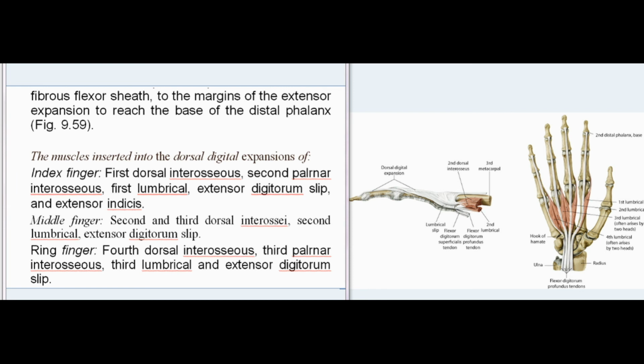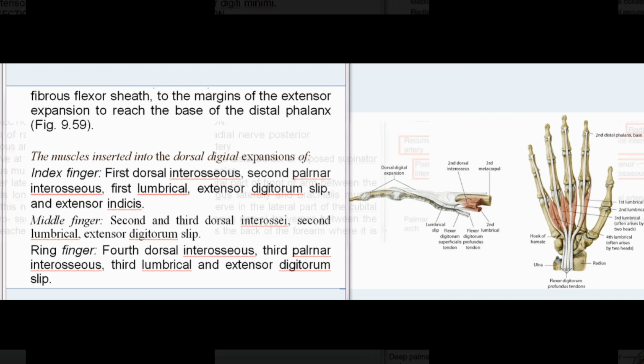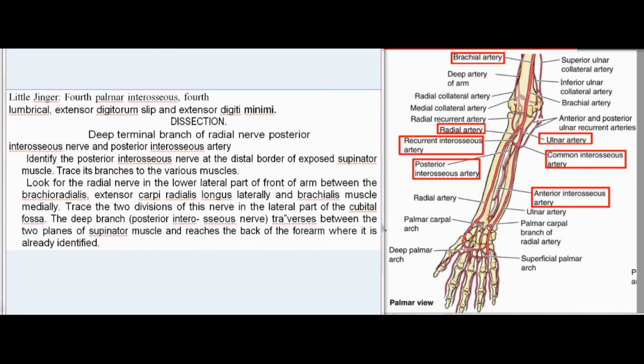The muscles inserted into the dorsal digital expansions are: index finger, first dorsal interosseous, second palmar interosseous, first lumbrical, extensor digitorum slip, and extensor indicis. Middle finger, second and third dorsal interossei, second lumbrical, extensor digitorum slip. Ring finger, fourth dorsal interosseous, third palmar interosseous, third lumbrical and extensor digitorum slip. Little finger, fourth palmar interosseous, fourth lumbrical, extensor digitorum slip and extensor digiti minimi.